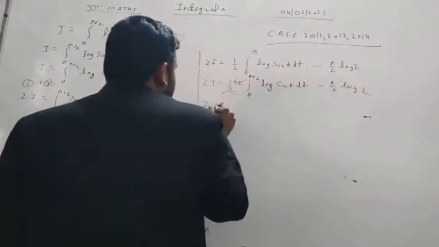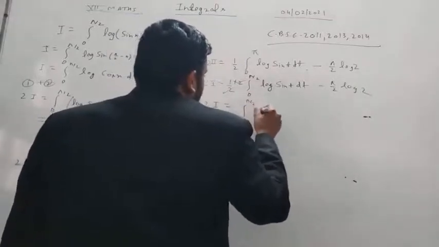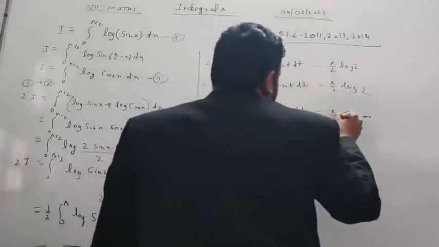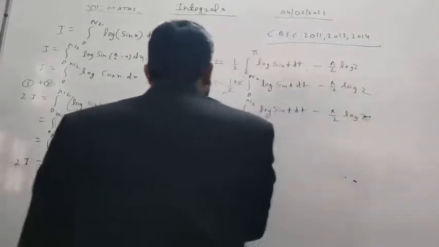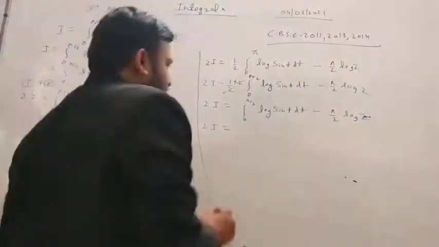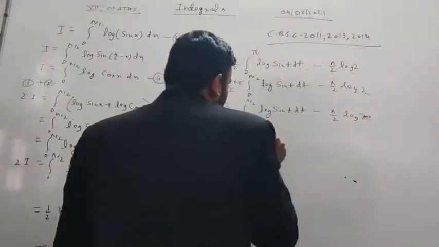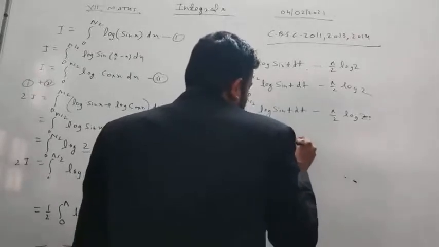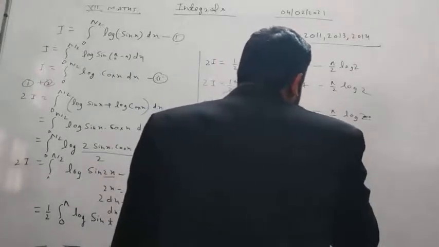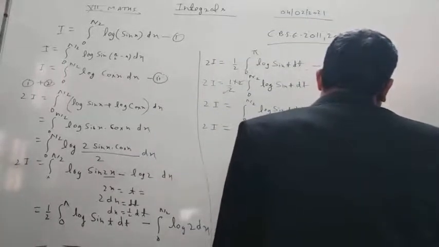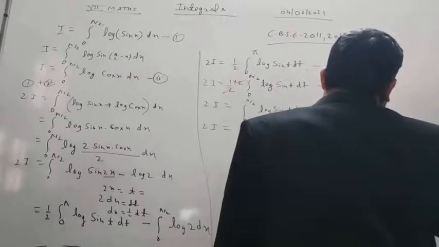So this students we can write the integral from 0 to pi by 2 of log sin t dt and minus pi by 2 log 2. Okay students, and this is 2I, and the integral from 0 to a of f(t) dt is equal to, you can write, the integral from 0 to pi by 2 of log sin x dx, because there is a property which is the integral from 0 to a of f(x) dx is equal to the integral from 0 to a of f(t) dt.